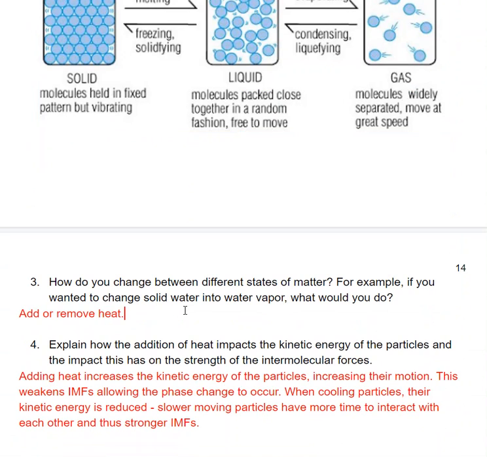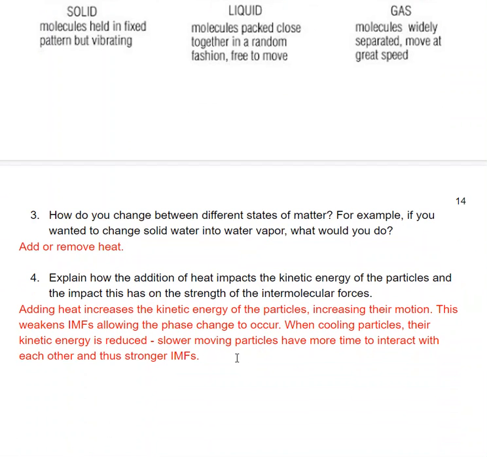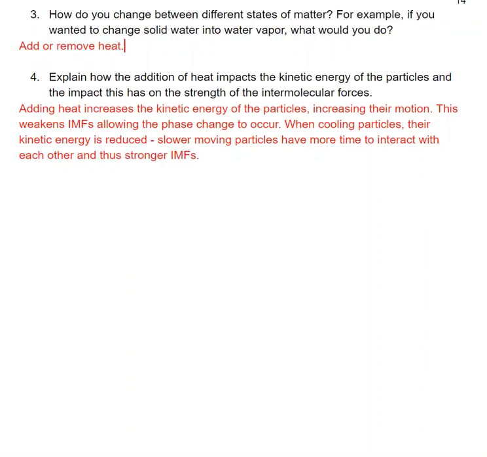So how do we change between different states of matter? If you wanted to change solid water into water vapor, you would add heat. Adding heat is going to increase the kinetic energy of those particles, which increases their motion. This weakens those intermolecular forces and allows that phase change to occur. When we're cooling particles, the kinetic energy is reduced, and those slower moving particles have more time to interact with each other, and thus they're going to have stronger intermolecular forces.